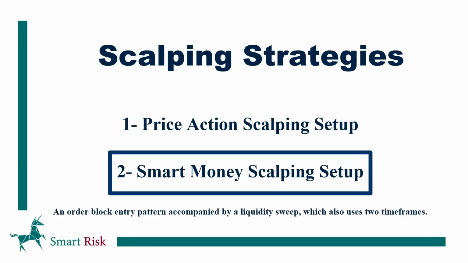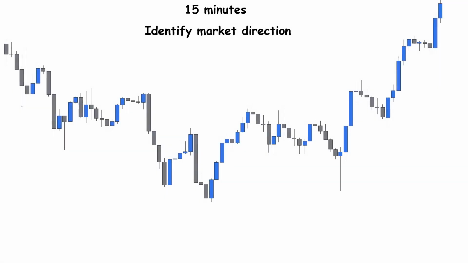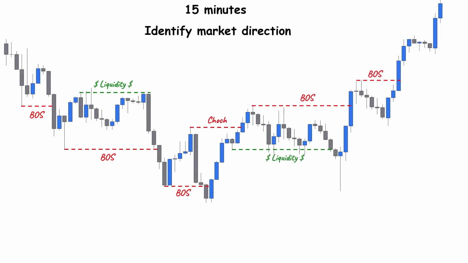Like the price action trading strategy, in the first step, we implement the market structure concepts of smart money to the chart to find the market direction on the 15-minute chart. Once we find the higher timeframe direction, we know whether we are going to buy or sell this market. Then we drop to the 1-minute chart and search for a specific trading setup.